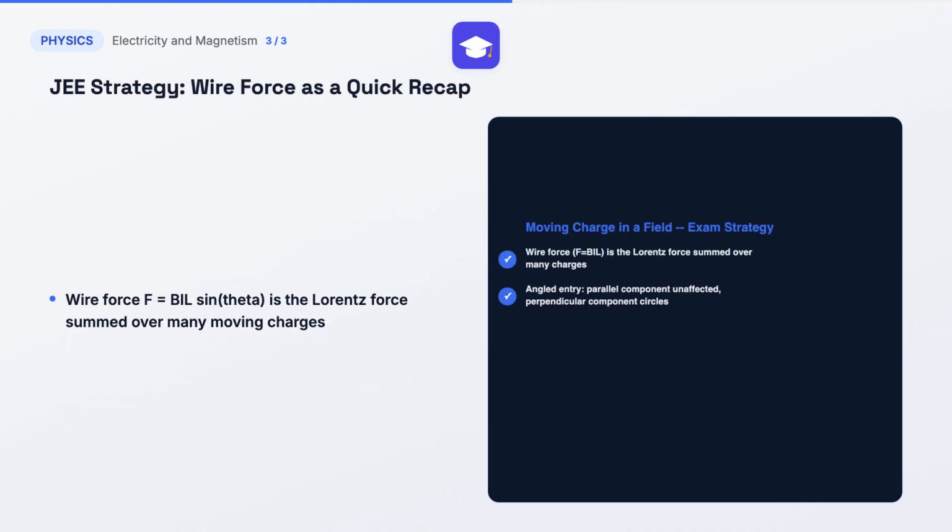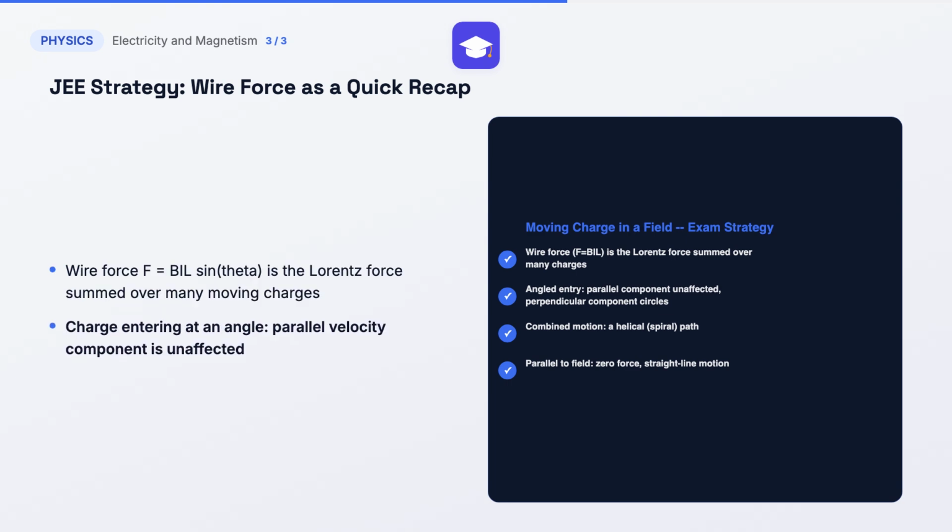As a quick recap, the force on a current-carrying wire is F equals B I L sin theta. Since a current is just many individual moving charges combined together, this wire force formula is just the Lorentz force summed over all the charges moving through the wire.